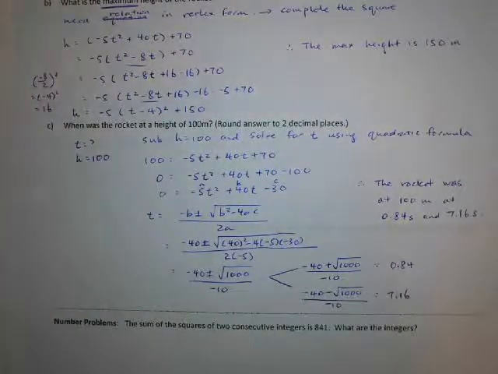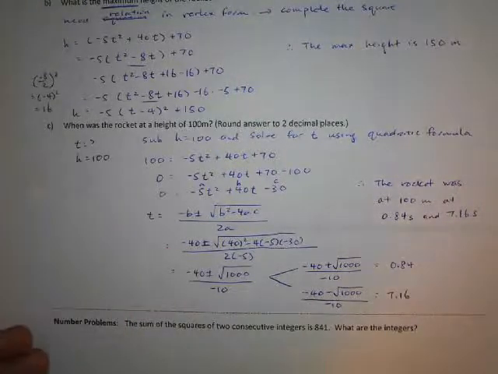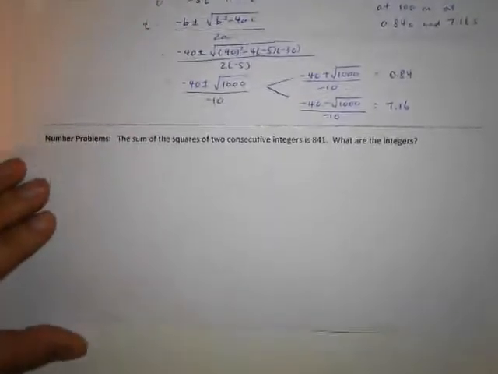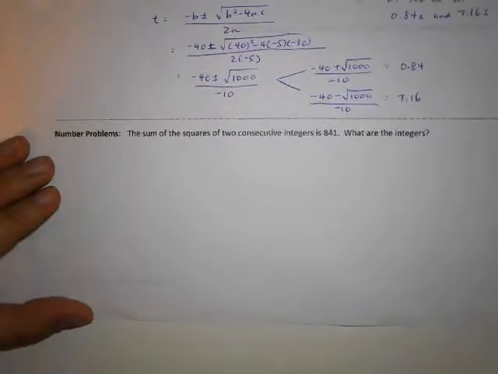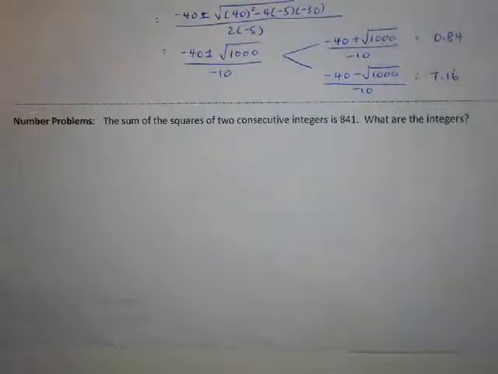All right, so moving on. So this is a type of problem where you're given the equation. Next, we'll move on to a problem dealing with number relationships. So in this case, for this question, the sum of the squares of two consecutive integers is 841.